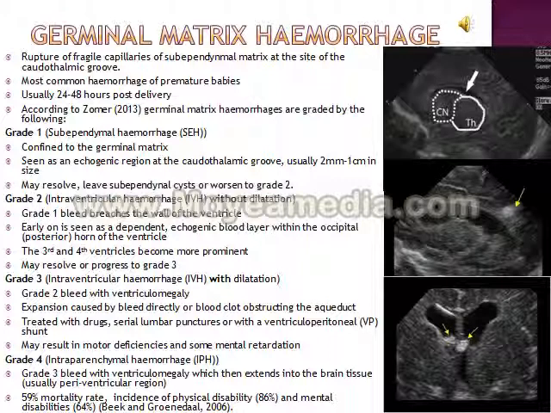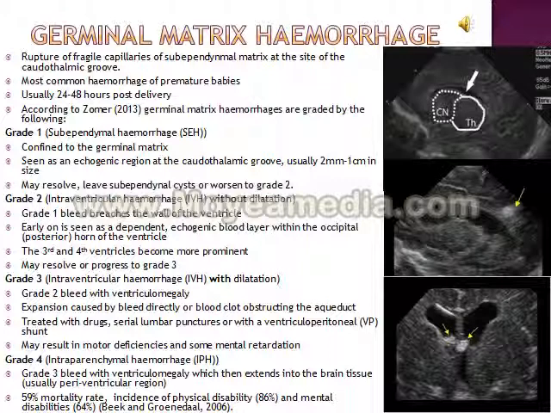Grade 2 intraventricular hemorrhage without dilation. This is when a grade 1 bleed breaches the walls of the ventricles. Early on it is seen as a dependent echogenic blood layer within the occipital posterior horn of the ventricle. The third and fourth ventricles become more prominent. A grade 2 hemorrhage may resolve or it may progress to grade 3.